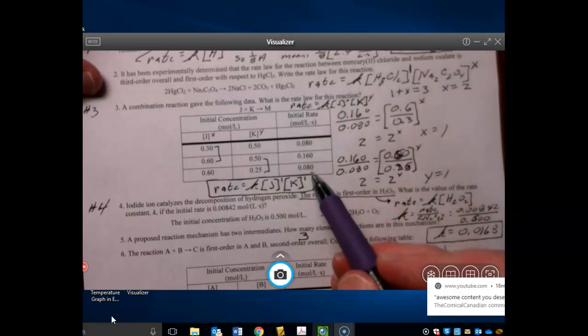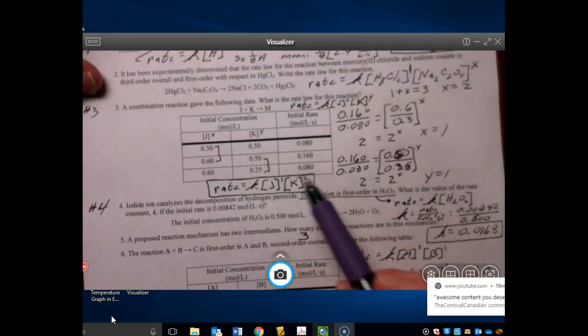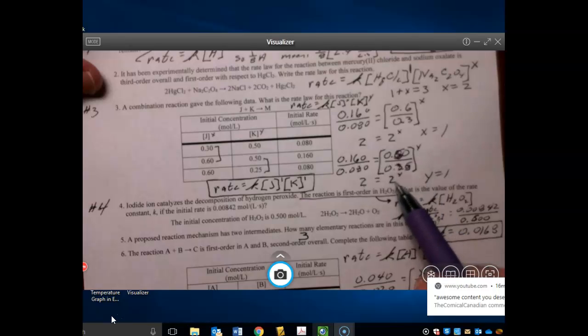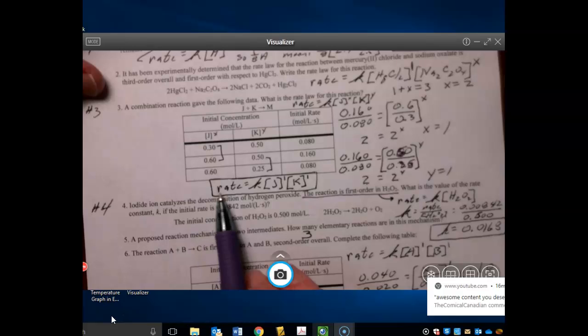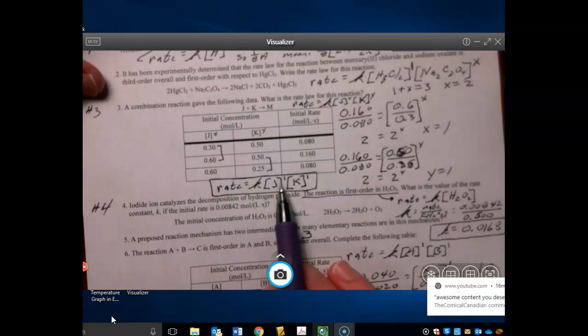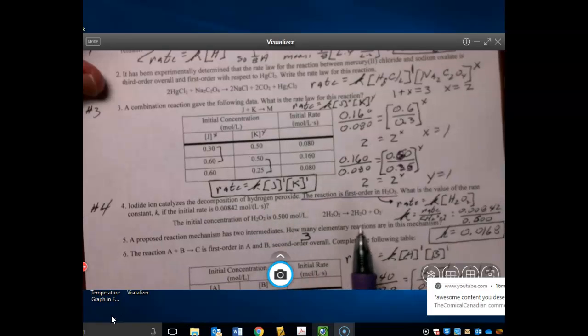And the 2 rates were right here. 0.16 divided by 0.08 is 2. 0.5 divided by 0.25 is also 2. So 2 equals 2 to the y power. Y must be 1. So the rate law for this was rate equals K times the concentration of J to the first power, the concentration of K to the first power as well. So it's first order in each one of these reactants, which makes it second order overall.